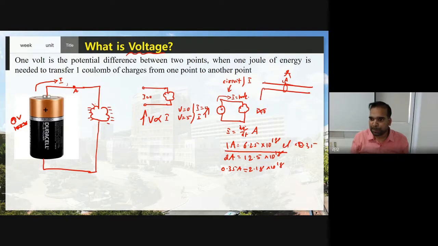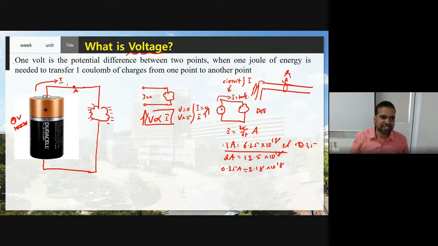If someone is applying more energy, what happened? More electrons will flow from this point. If more electrons flow, the current is increasing from 1 ampere to 2 ampere or 10 ampere or 20 ampere, and it completely depends on what? It completely depends on the voltage. Okay, I hope you understood what is meant by voltage.